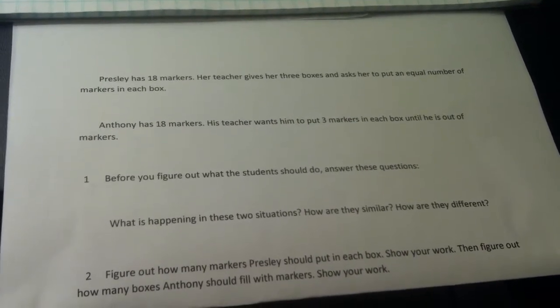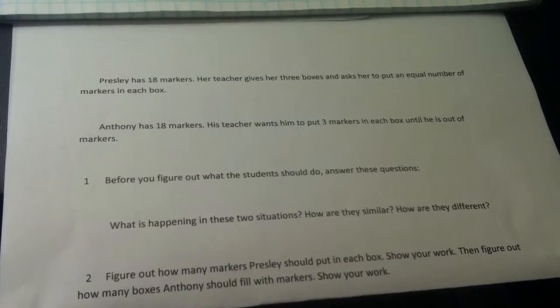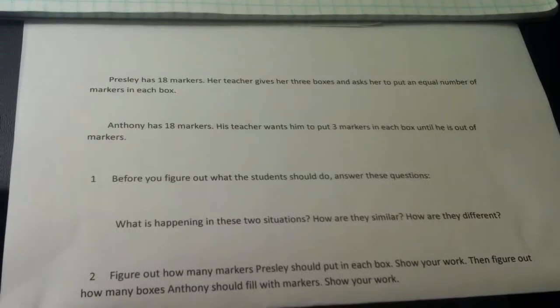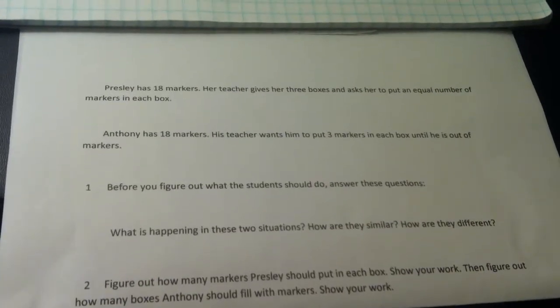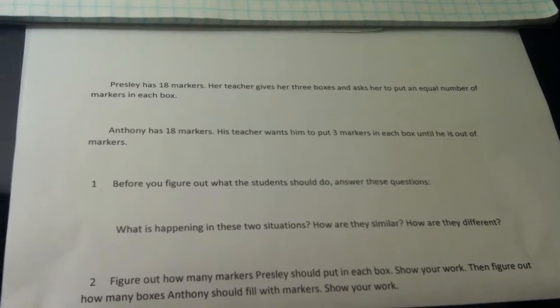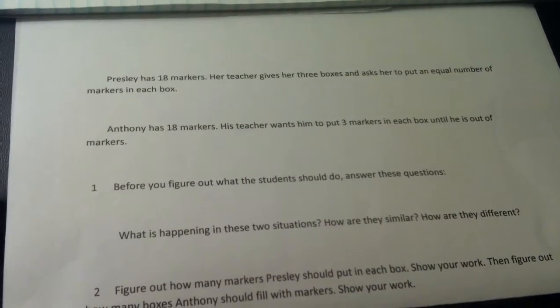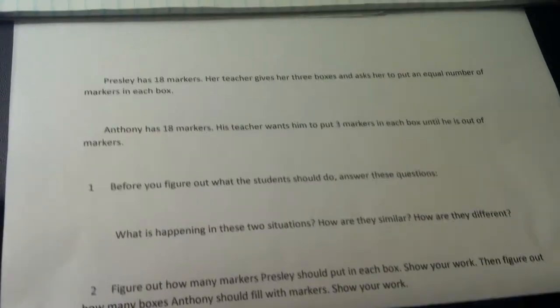How are they similar? How are they different? And then number 2 says, figure out how many markers Presley should put in each box. Show your work. Then, figure out how many boxes Anthony should fill with markers. Show your work. Okay, so let's do number 1. Let's go in chronological order here. What's happening in these two situations? How are they similar? How are they different?